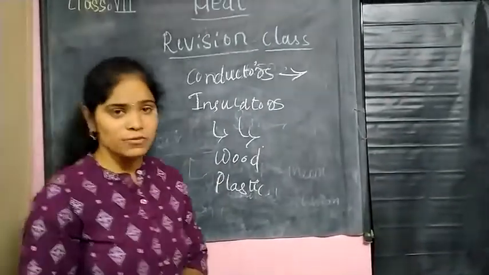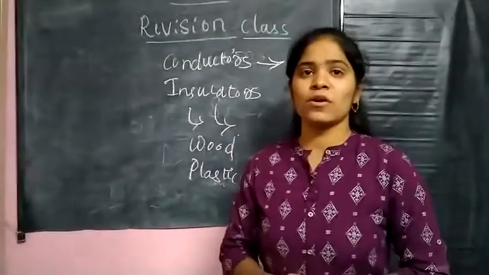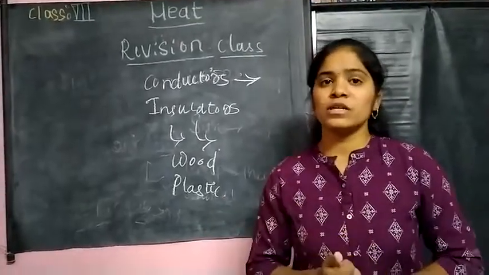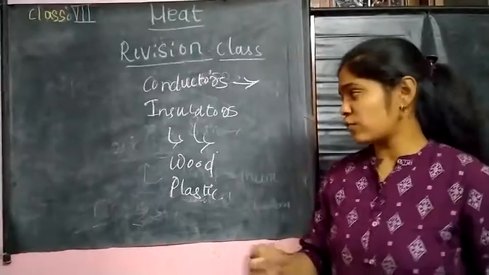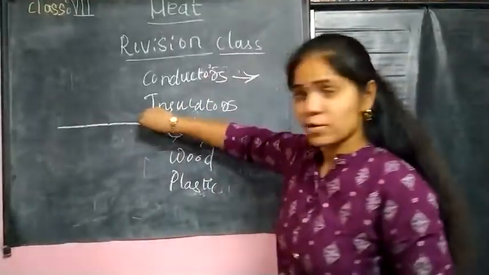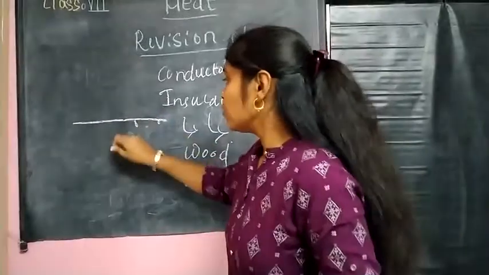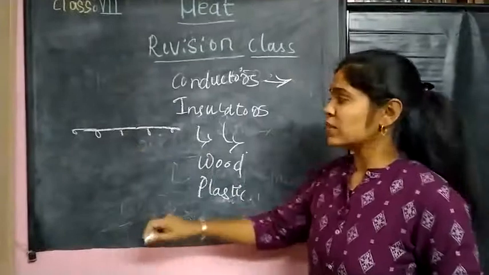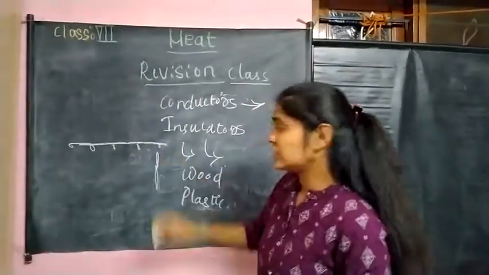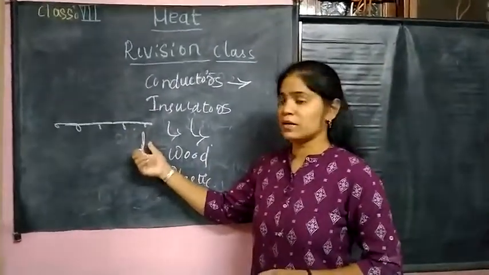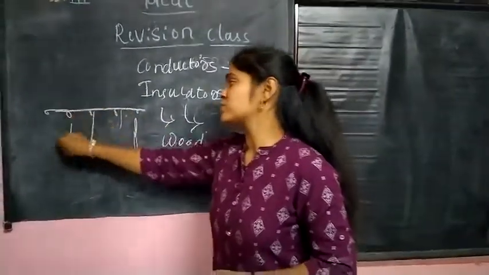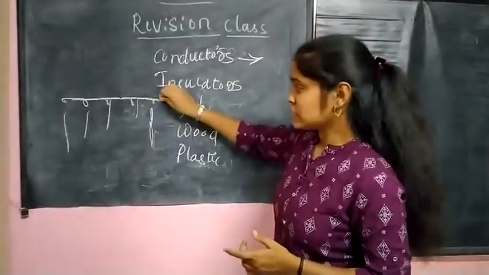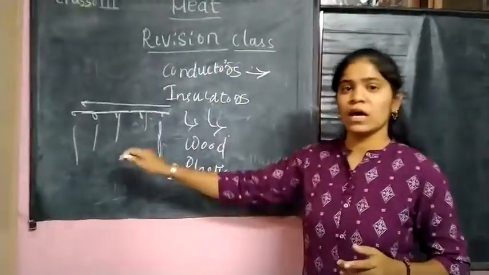So what is the conduction method? It is a process of transfer of heat from a hotter end to a colder end. For this I have told you one activity. Consider an iron rod and place some wax on this iron rod at certain distances. When you start to heat this iron rod from one end, slowly all the wax will melt because of heat transfer from this end to that end. So this is the conduction method.